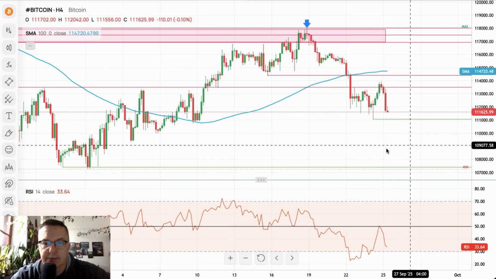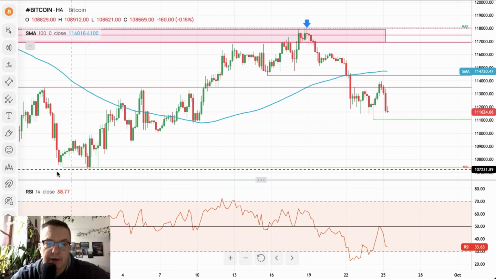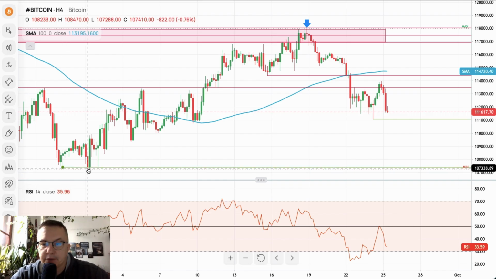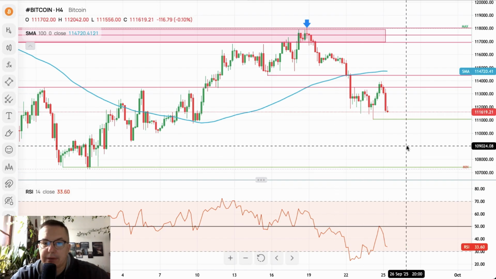So the bears still want to have control over the market. They keep pushing the market lower. Any breakout below yesterday's low, 111,055, opens the road, basically, towards the lows from the beginning of September, located roughly around $107,000. So the outlook for the Bitcoin remains bearish.